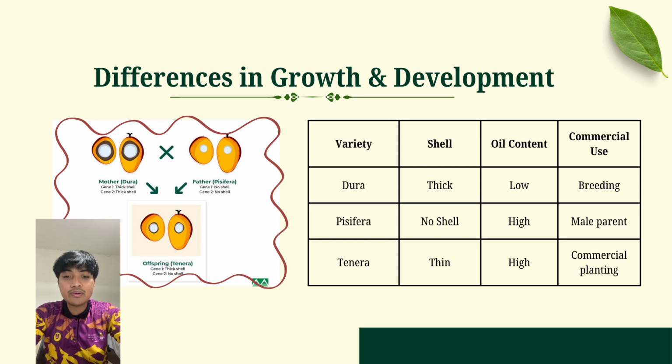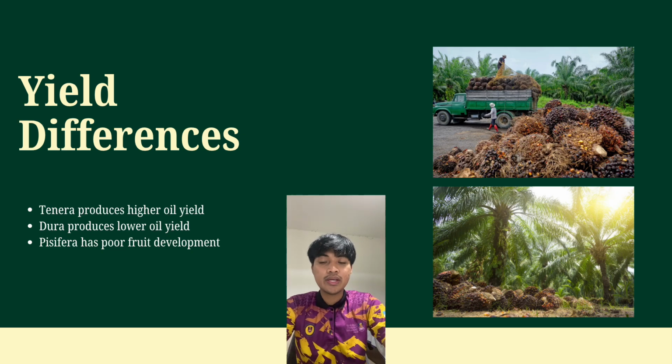In terms of growth, Tenera palms generally produce more bunches and show better commercial performance compared to other varieties. The growth performance of oil palm varieties can also influence plantation management and harvesting efficiency. Next is yield differences. The yield produced by each oil palm variety is different.